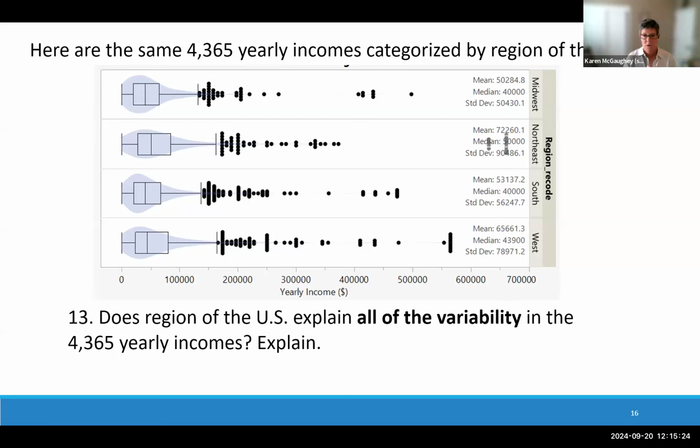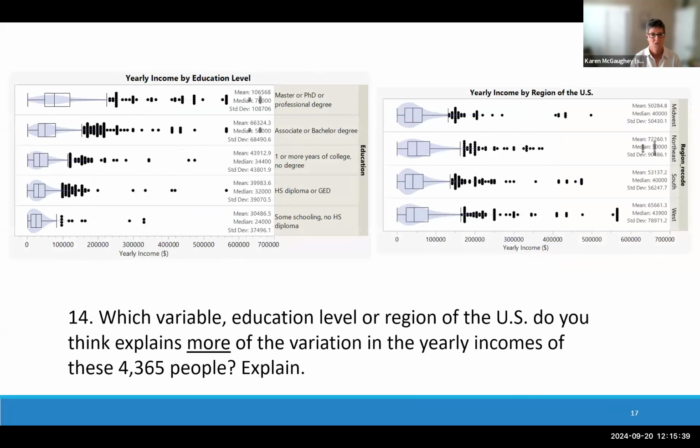Again, does region of the US explain all of the variability? No, right? Because we still have variation left after we account for the region of the country. And so finally, which variable, education level or region of the United States, do you think explains more of the variation in the yearly incomes of these people?